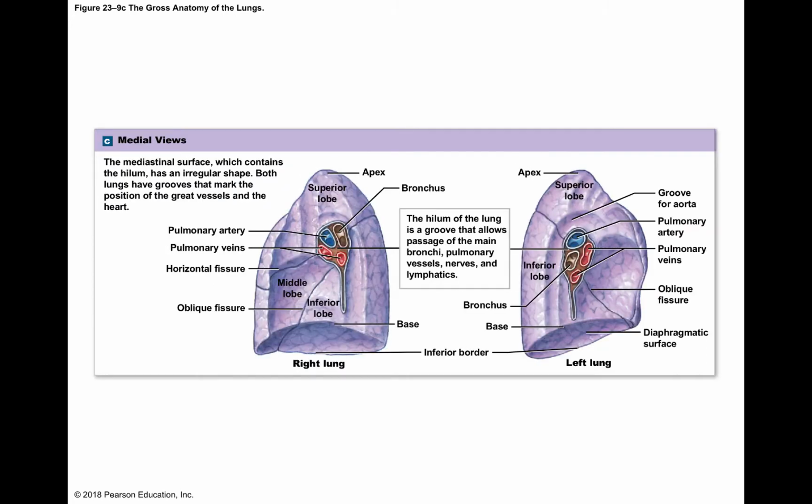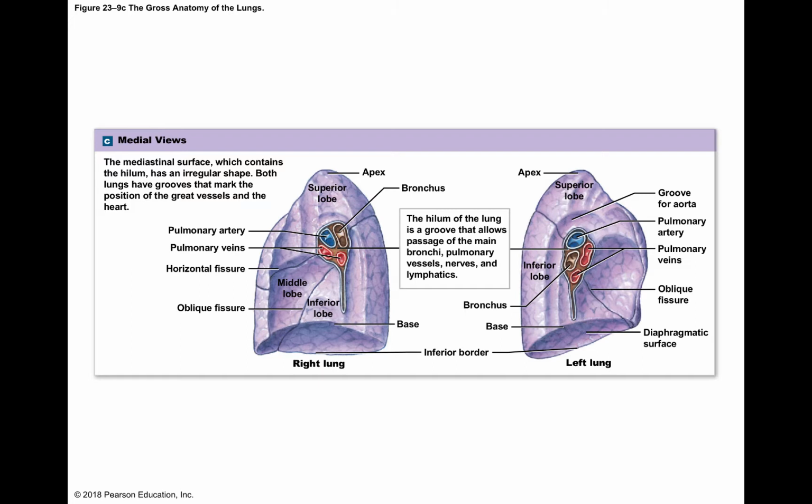Now, if we look at the medial side of the lungs, facing into the mediastinum, there is an area in there that's called the hilum. And the hilum is where all of the blood vessels come in, and then those primary bronchi come in. So that's called the hilum.